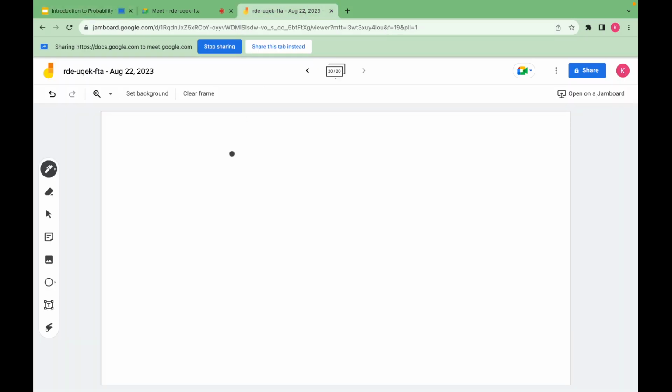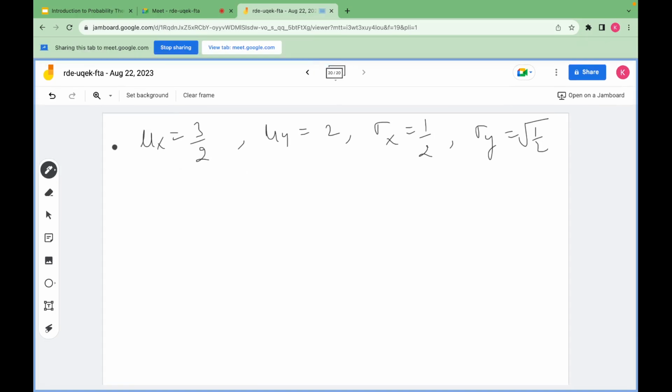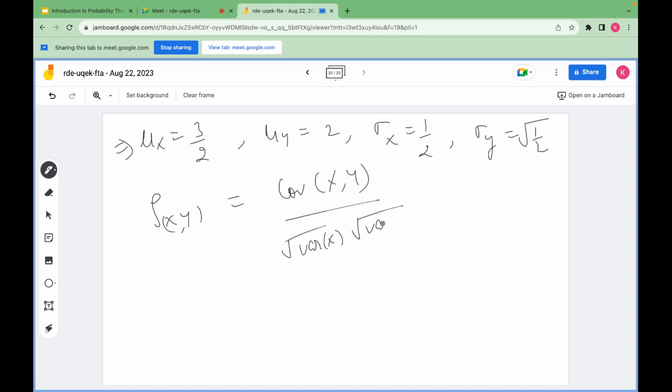Okay, so mu x is 3 by 2, mu y is 2, sigma x is 1 by 2. This is given. We have been asked the correlation coefficient of x and y, which is nothing but covariance of x comma y divided by variance of x into variance of y.